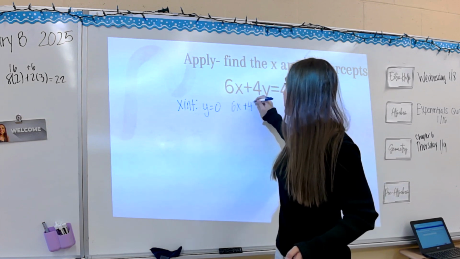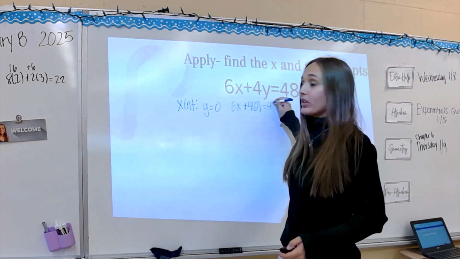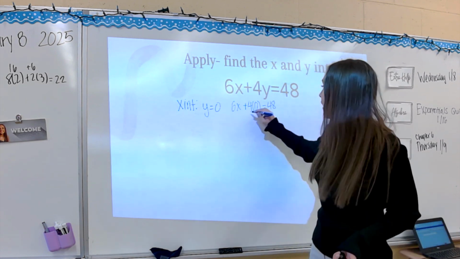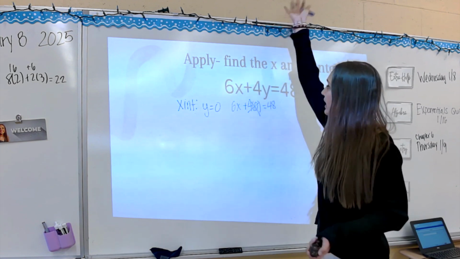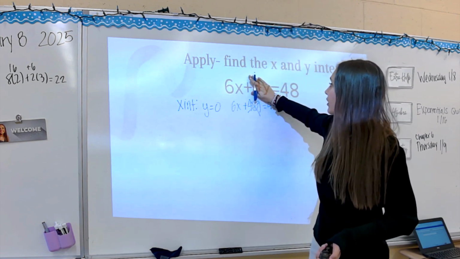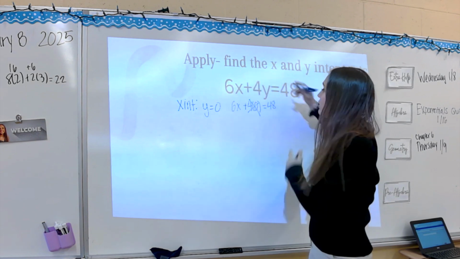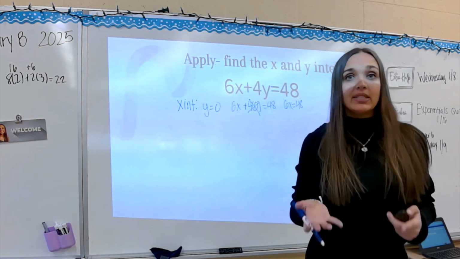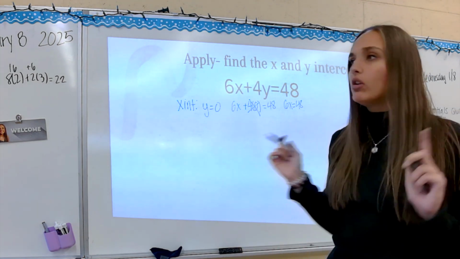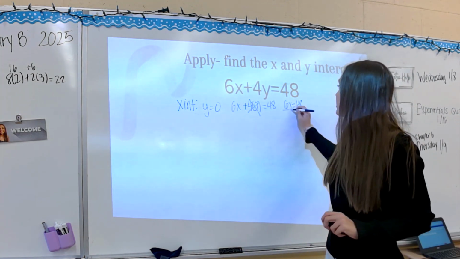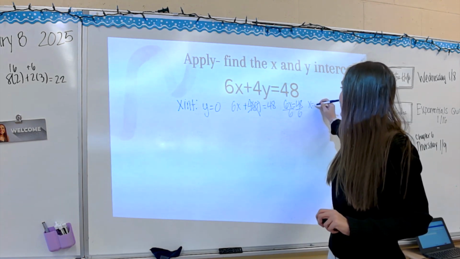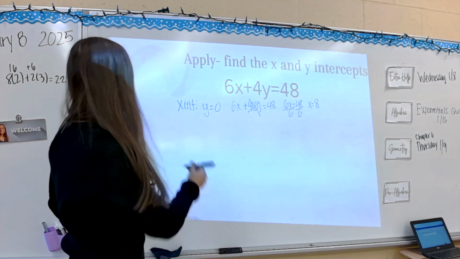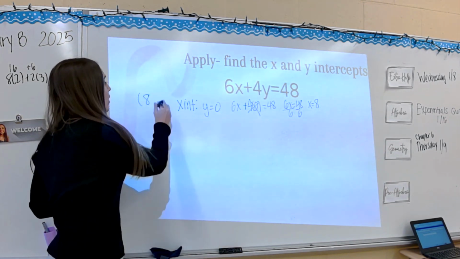6x plus 4 times 0 equals 48. What is 4 times 0? 0. So it just goes away. That's gone. It's almost like I'm taking my y term and covering it up, and I'm left with 6x equals 48. Now I divide by 6. It's a one-step equation, and we can all do our one-step equations by now. So I divide both sides by 6, and I get x equals 8. So my x-intercept, my x value is 8. My y value is 0.